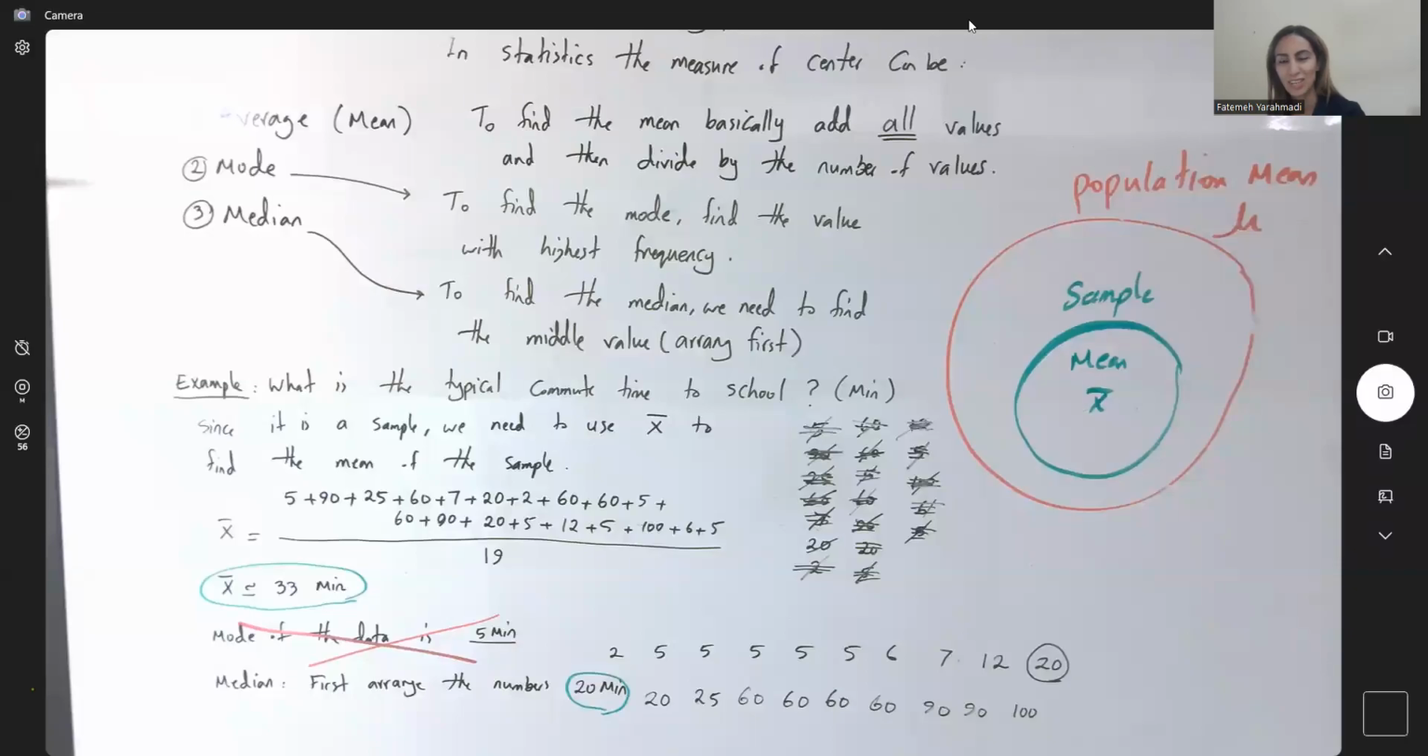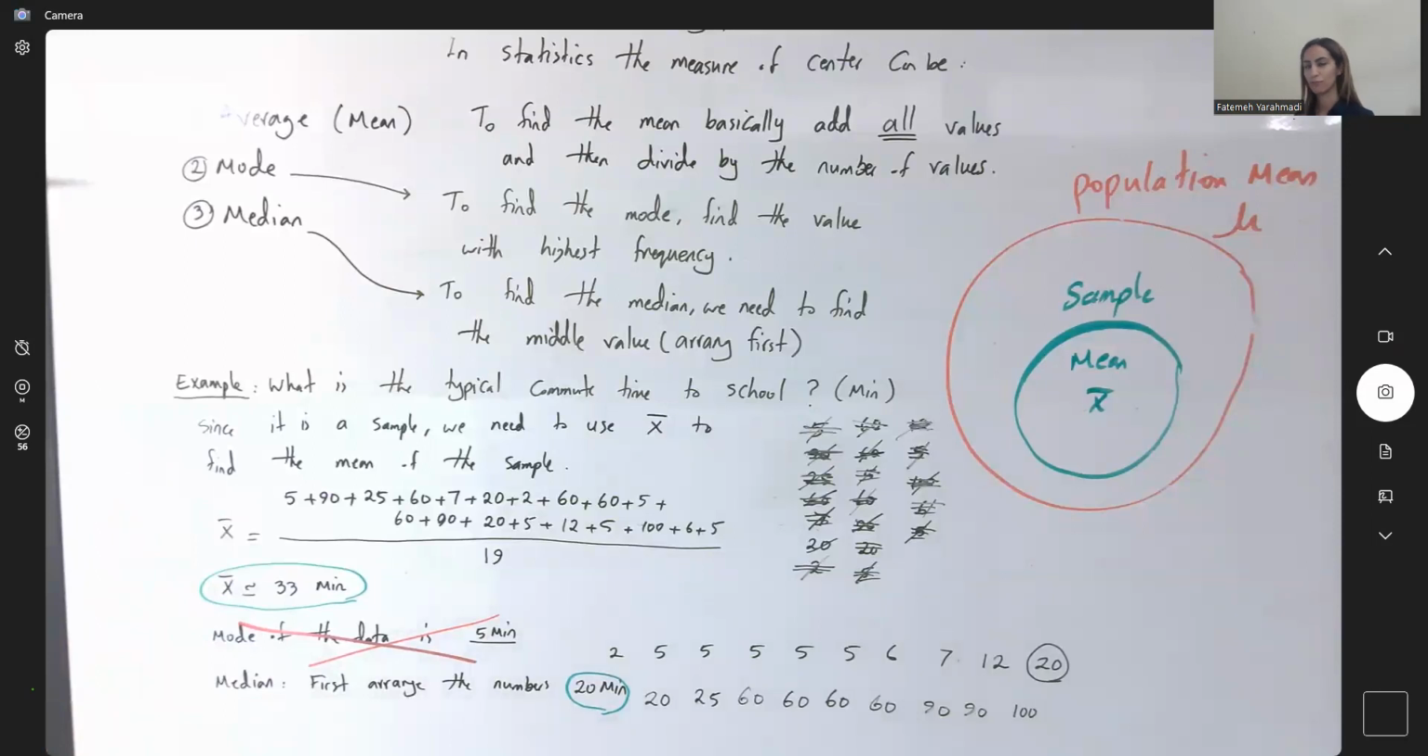So in this question, we collected data about the commute time of students. What we did, we found X bar, which is the average, 33 minutes. We found the mode is far off, which is 5 minutes. And we found the median, which is 20 minutes here. Now, we need to know how to identify the outlier in this scenario.